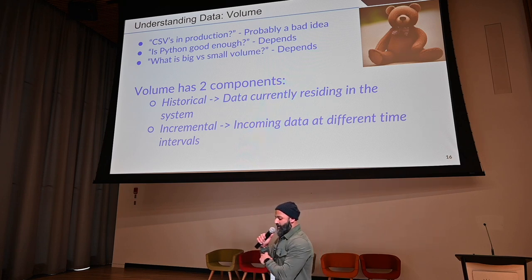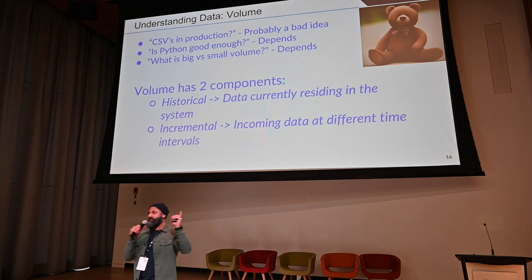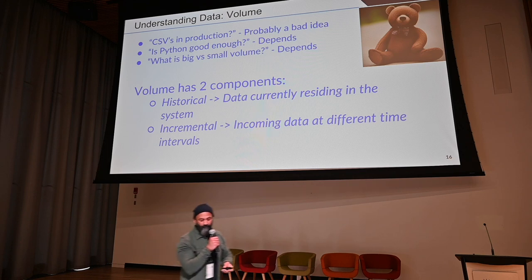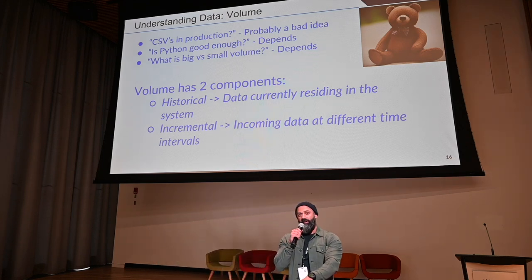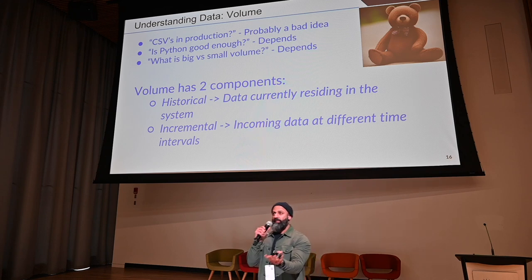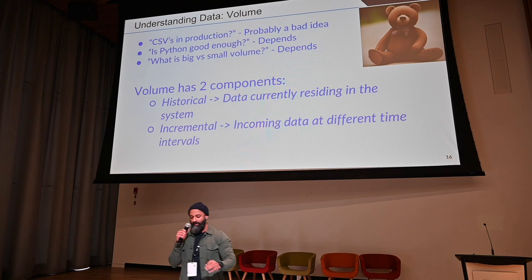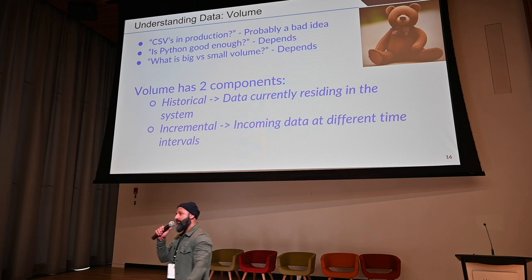What is big versus small volume? I showed you what big is, but in your context, that probably isn't big. It's probably too big. Now, the part that everybody's familiar with is historical data, right? It's pretty straightforward. Give me a CSV file or a Parquet file and build a model around it. Pretty straightforward. The incremental is the one where MLOps is needed, and that's where people fail the most.